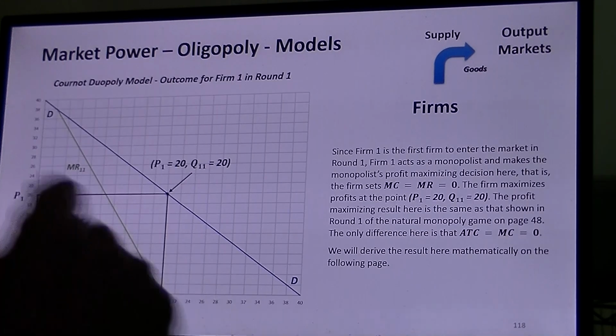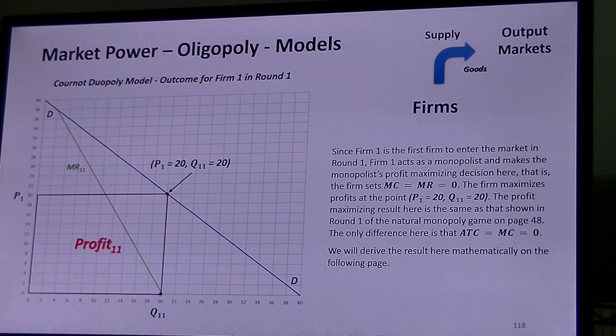So the graph shows the outcome for firm 1 in round 1, and for the Cournot duopoly model. Firm 1 is the first firm to enter the market. So firm 1 acts as a monopolist and makes a monopolist profit maximizing decision. That is, it sets its marginal cost equal to marginal revenue, and it maximizes profits at the point where price equals 20, P1, price in round 1 equals 20. The quantity produced by firm 1 in round 1, that's Q11, is also 20.